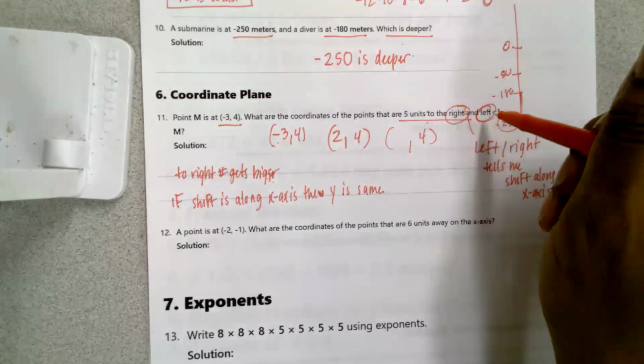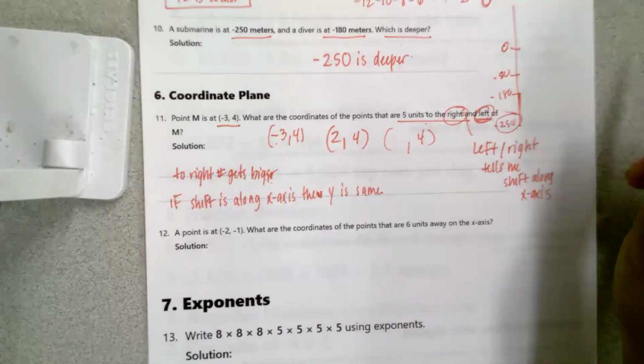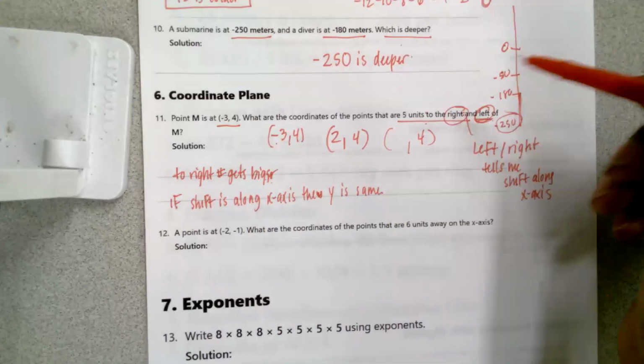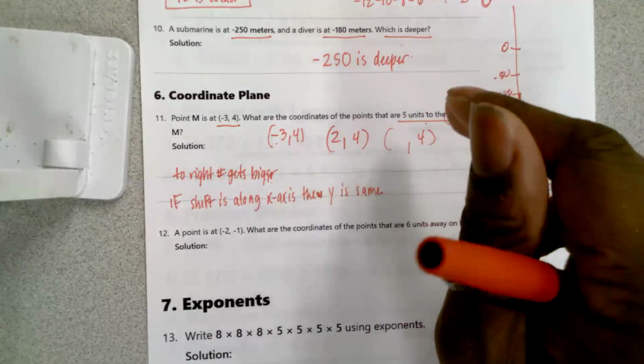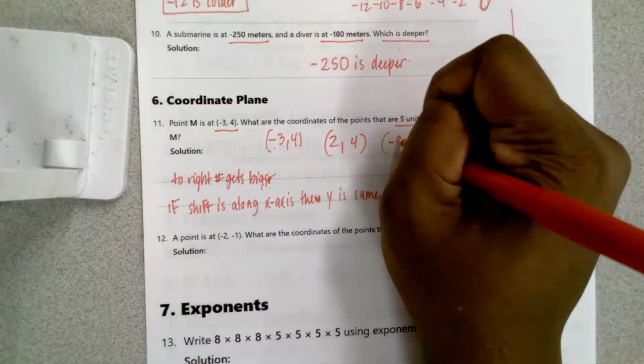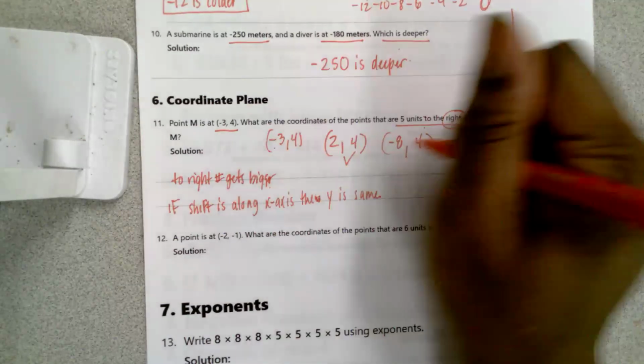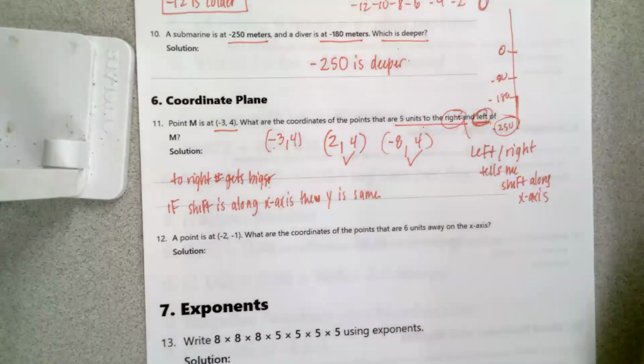And if it's to the left, it's getting smaller, which means a negative absolute value is greater. So -3, -4, -5, -6, -7, -8. So your 2 points are 2, +4, and -8, +4.